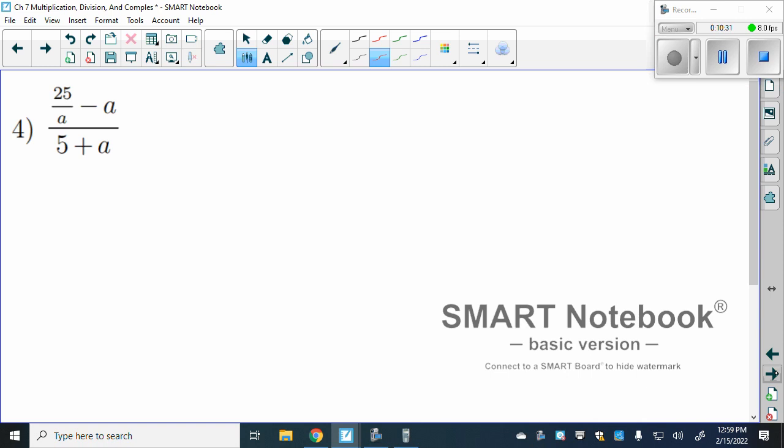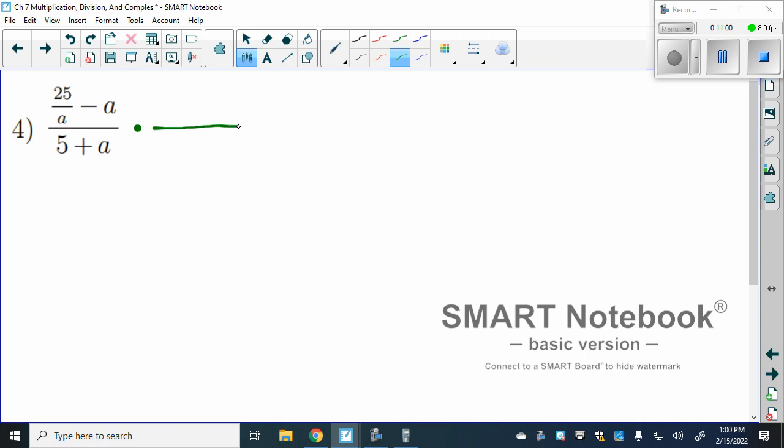Let's look at this next one here. Now, again, when we do this multiplication on top and bottom, we're wanting to simplify any fractions that are inside of this fraction. And how many fractions do we actually have inside of this whole fraction? One. That's the 25 over a.